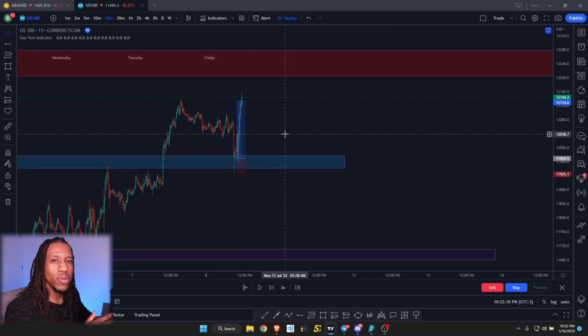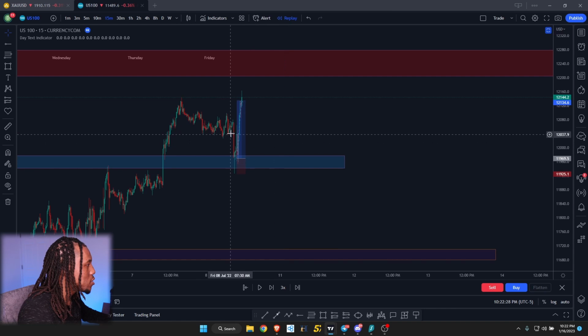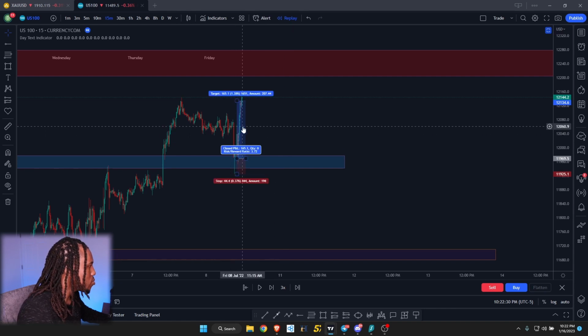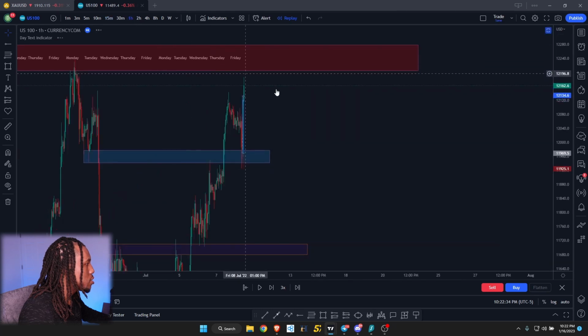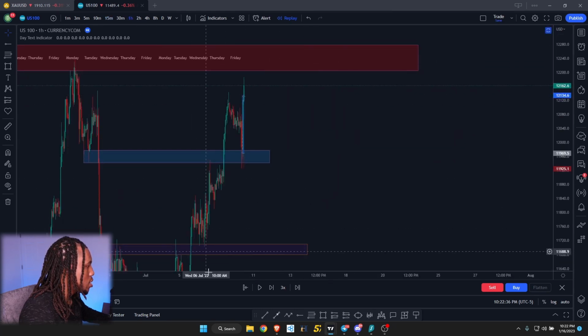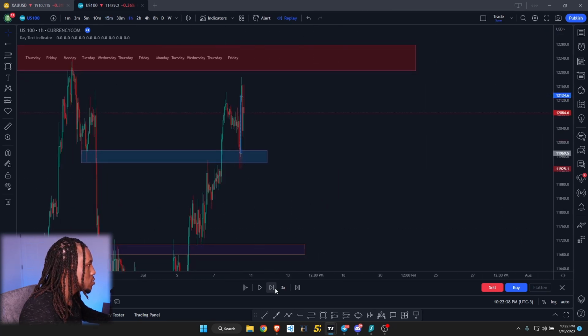So essentially all I'm looking to do is to take trades where it breaks and retests support resistance or supply demand, however you want to view it. I'm just looking for a break and retest, right? So that was a trade on Friday, which is a good trade, beautiful setup. I'm gonna go back up to the 1 hour and play this out, all right?